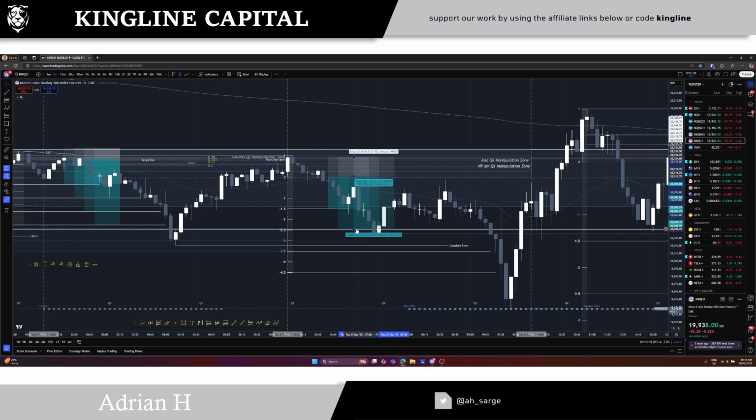$2.5. And down to 4.5 there. Once we hit that 1.5, stop loss comes to break even. Very close here. That swing back.